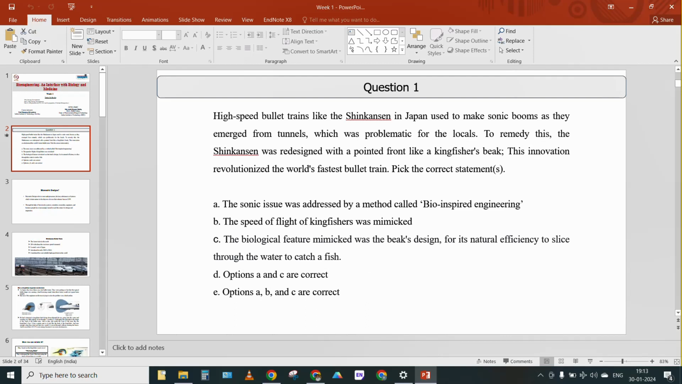So let me begin. This innovation evolutions the world's fastest bullet train. Pick the correct statements. The statements are: A, the sonic issues were addressed by a method called bioinspired engineering; B, the speed of flight of kingfishers was mimicked; C, the biological feature mimicked was the beak's design for its natural efficiency to slice through the water to catch a fish. Option D is A and C are correct, and option E is A, B, and C correct.